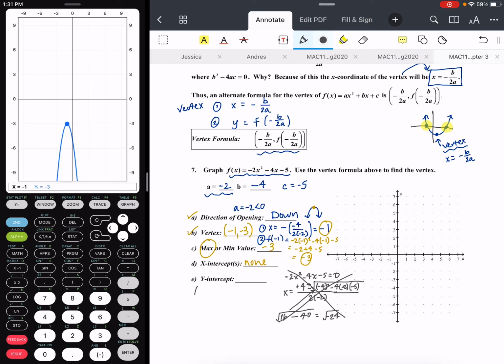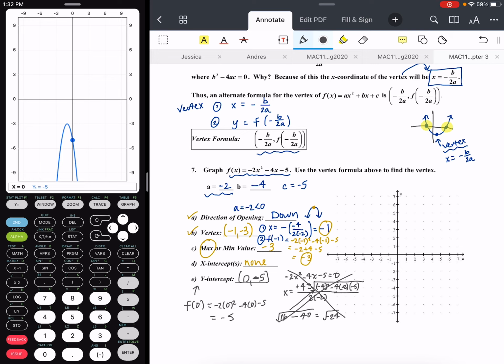Okay, for the y-intercept, evaluate the function at 0, f of 0. Negative 2 times 0 squared minus 4 times 0 minus 5 just gives me negative 5. So my y-intercept should be 0, negative 5. And if I use my trace function, there's my 0, negative 5.